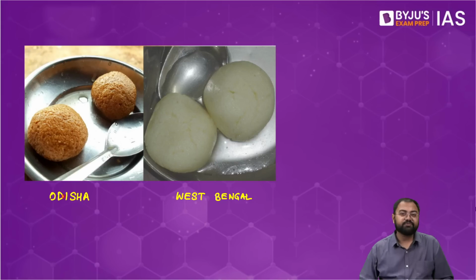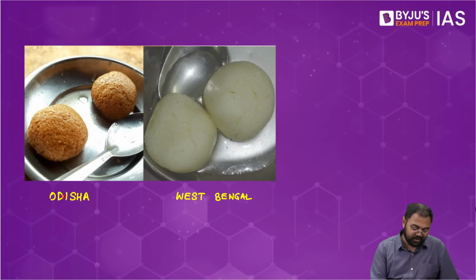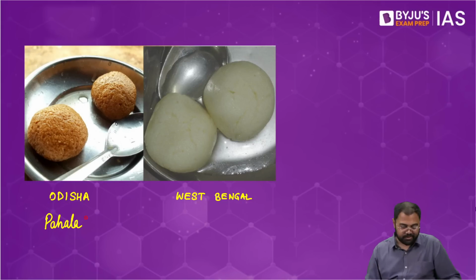Now, preparation wise, for example, as you can see, the Odisha Rasgulla is brownish in color, whereas the West Bengal Rasgulla is whitish in color. And we see that there are differences between them. The Odia Rasgulla is also called Pahala Rasgulla, whereas in West Bengal you have the Chena Rasgulla. So there are these two variants, and there have been a lot of fights here.